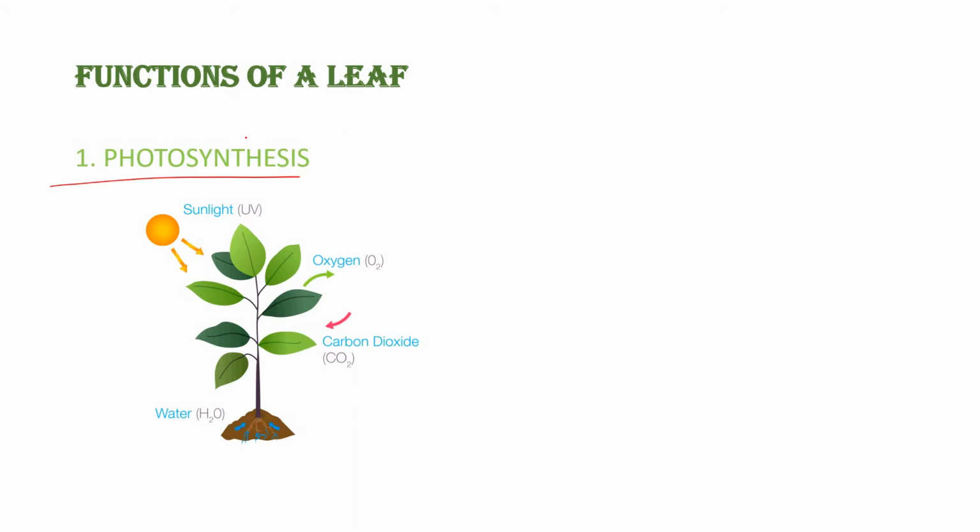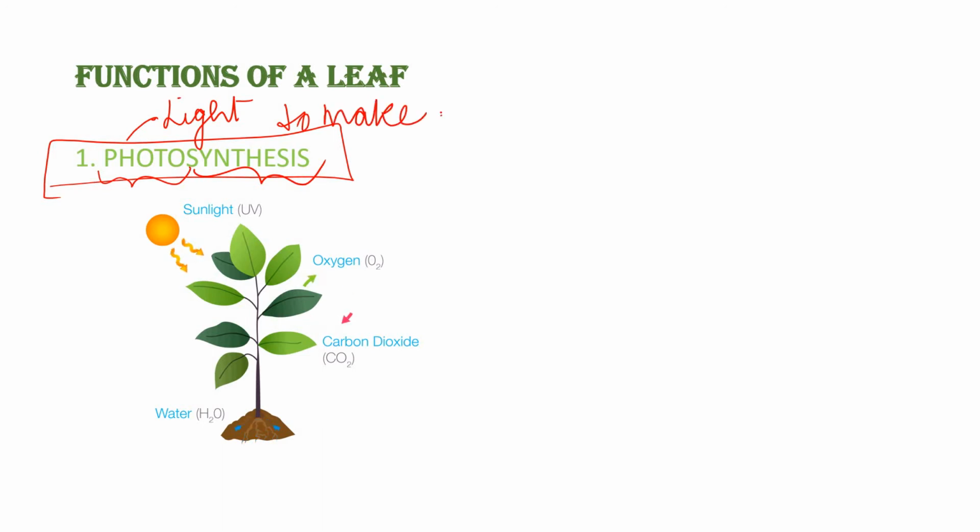So number 1 function is photosynthesis. Now if we break this word, photo means light and synthesis means to make. That means with the help of light, how the plants prepare their food. Alright, so what can we see in this picture is that the plants take in water, the plants take in sunlight, and the plants take in carbon dioxide from the air, right? So what are the 3 things they take? They take carbon dioxide. Okay, fine.